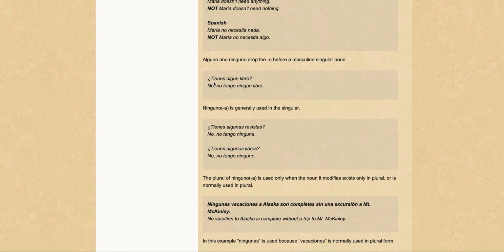So let's take a look at an example. ¿Tienes algún libro? Libro is masculine and also singular, because if it was plural it would be libros, but this is singular. So we're using alguno before a masculine singular noun, and we're dropping the O. ¿Tienes algún libro? Do you have any books?